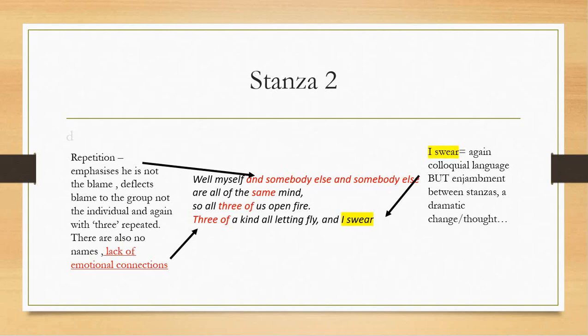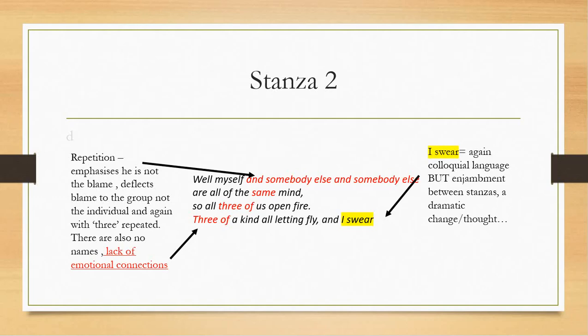So all three of us open fire, three of a kind. So we have somebody else and somebody else, three of. The repetition emphasises he doesn't want to take the blame. He deflects the blame to the group, not the individual. And again with the repetition of three of. It is, we are in this together. It was not a person, it was a group.